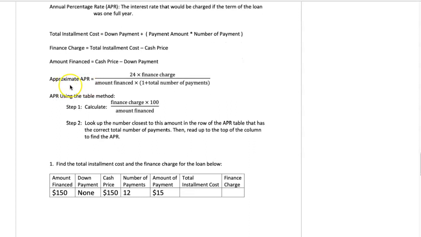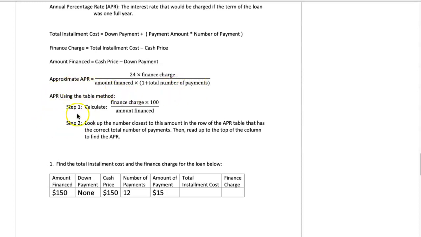An approximate APR is calculated, and they will use the word approximate if they want you to use this formula: 24 times the finance charge. And in the denominator, you have the amount financed times one more than the total number of payments.